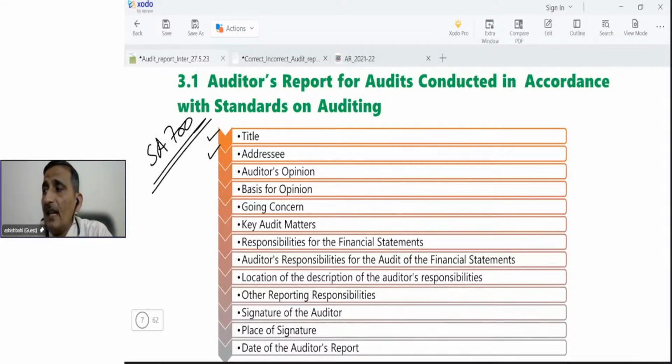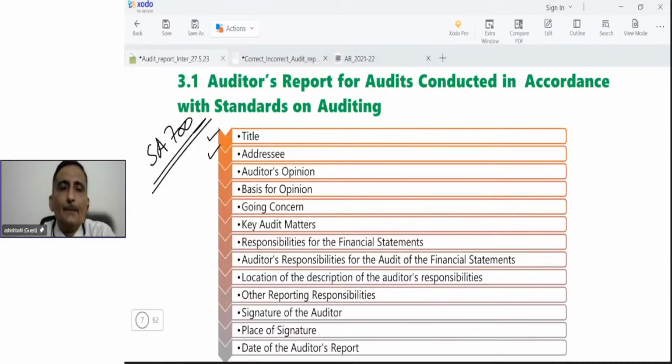Yes, it can be called so, but the appropriate term is modified. Modified is of three types: qualified, adverse, or disclaimer. So when we say unqualified, it means that it is unmodified. The more appropriate term is unmodified, and you can say unqualified generally, but for the purpose of exams, you have to write unmodified. Karthik, is that clear to you?